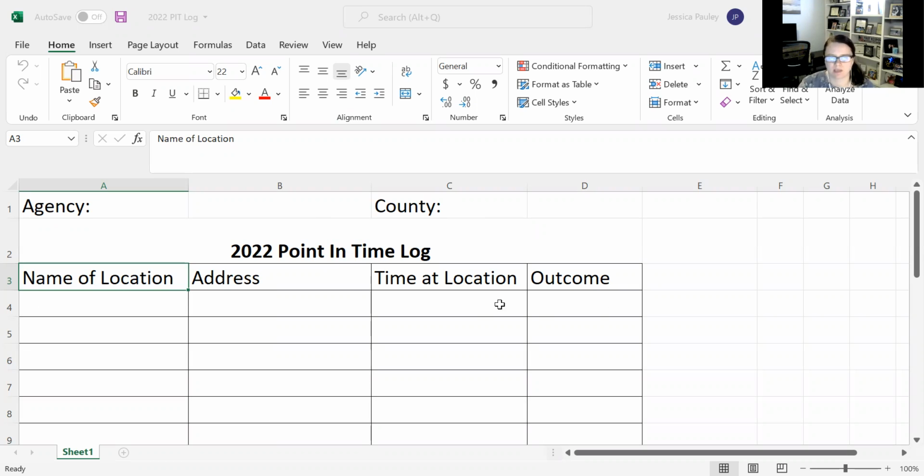A lot of times I will suggest people go ahead and fill out the name of the location and the address beforehand. So it kind of gives you a checklist. The night of the PIT, you can go through and find and check all those places that you had already previously listed.